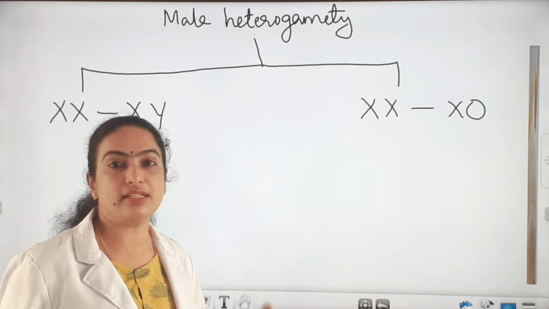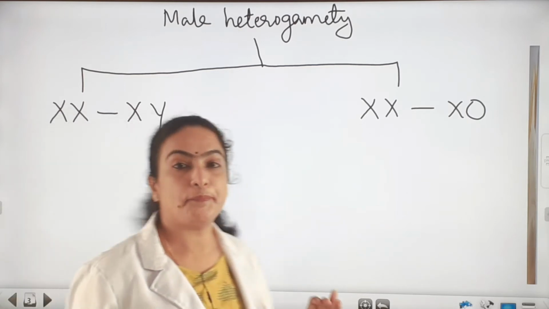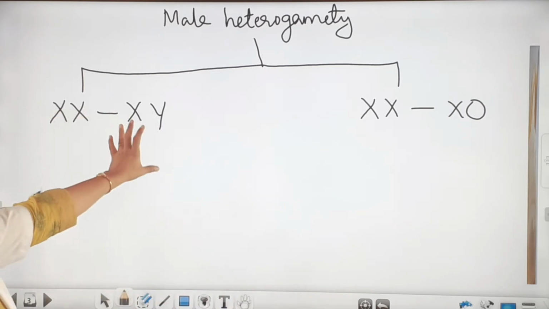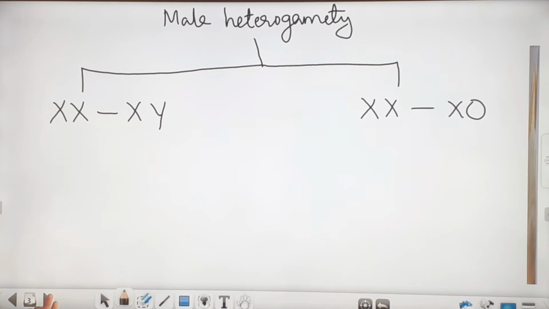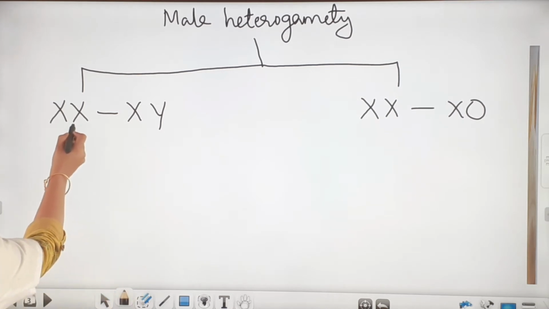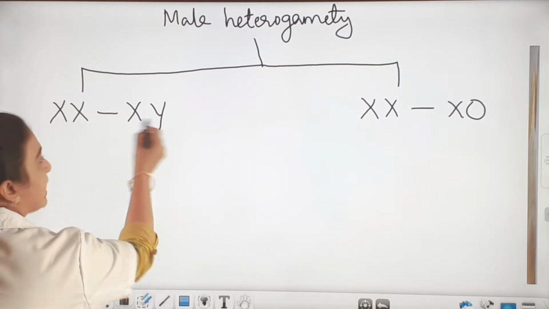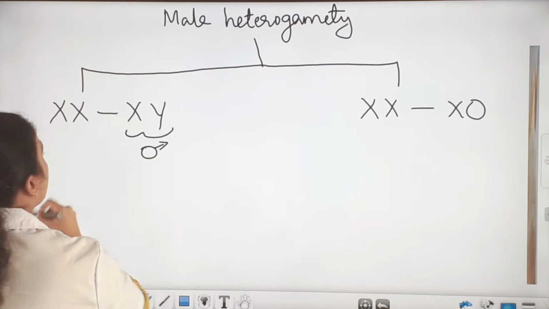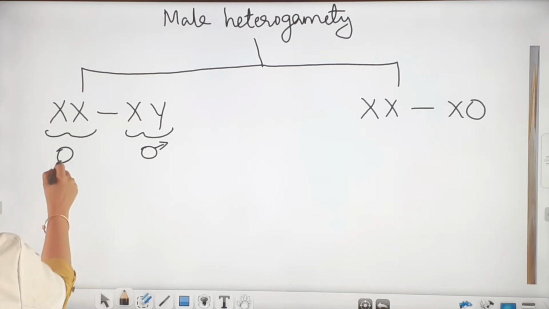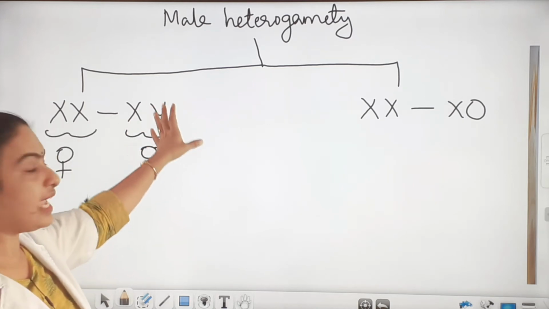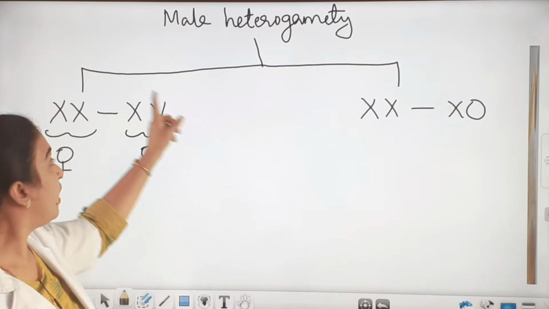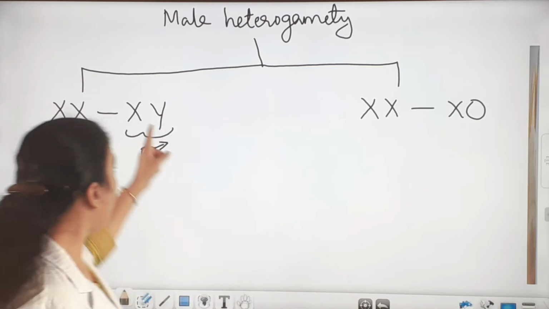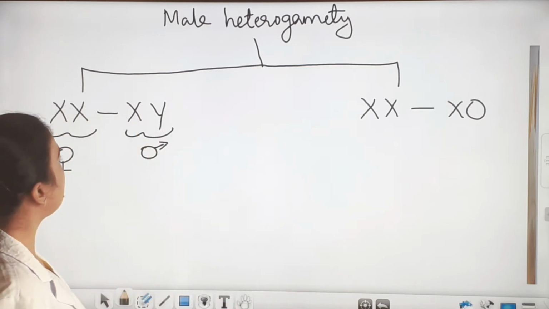That means the male is producing dissimilar gametes. Can you identify which is the male here? This is homozygous, so it is female. This is heterozygous, so this is the male. Why? Because the male is showing heterogamety, so this must be the male genotype. So XY is the male and XX is the female.